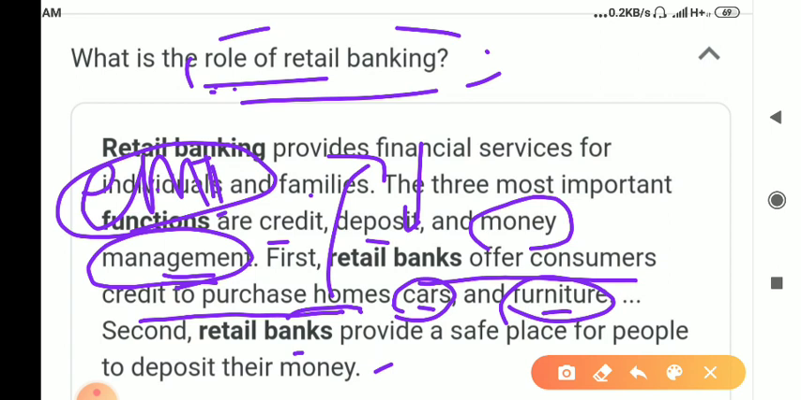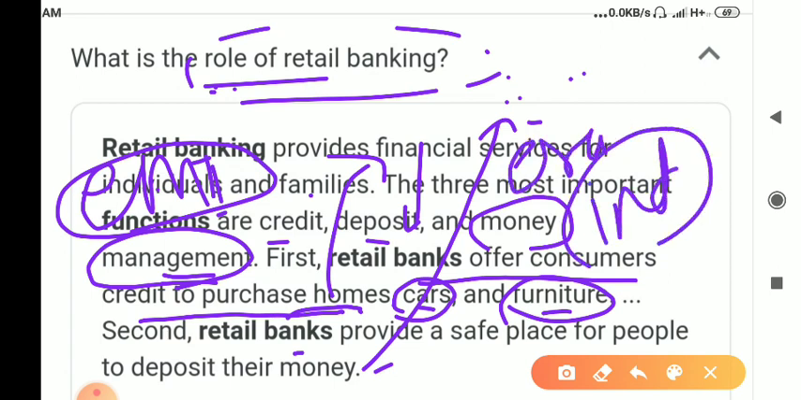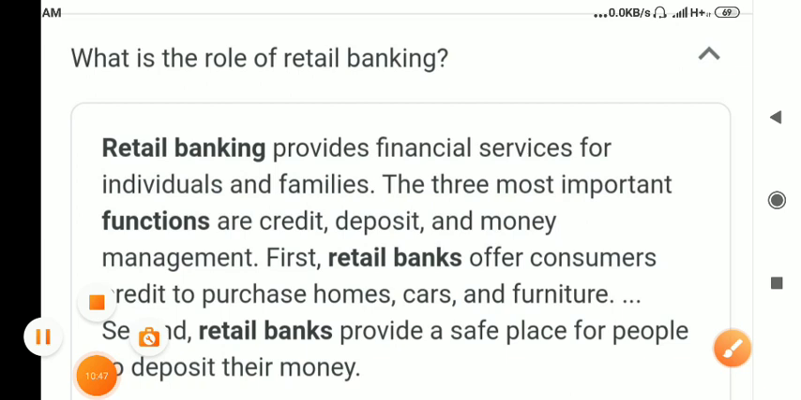We'll discuss more in the upcoming home loan case. Retail banks are also a safe place for people to deposit their money. And what's the main aim of depositing money? One is security and another is interest. Interest is also an important part while depositing the money, right?